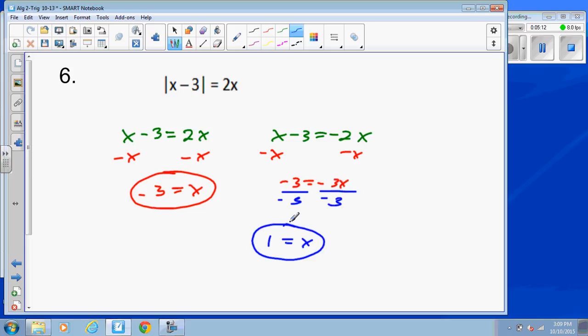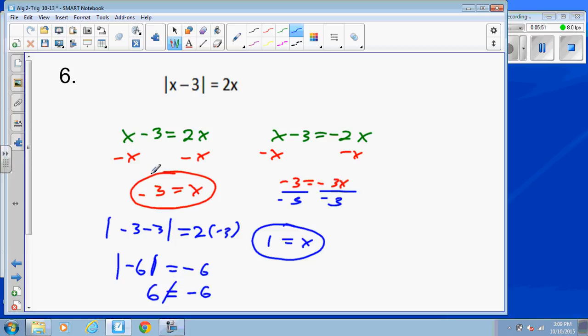Now I have two solutions, but before I just go ahead and put those as my answers, I want to check them, just like I did the last one. And you specifically want to check when you have a non-absolute-valued x somewhere in here, like this. Because when I put negative 3 in here, let's check for negative 3. That would be absolute value of negative 3 minus 3 equals 2 times negative 3. And that becomes absolute value of negative 6 equals negative 6. But that's not true, because the absolute value of negative 6 is positive 6, and positive 6 does not equal negative 6. So this is not a solution.